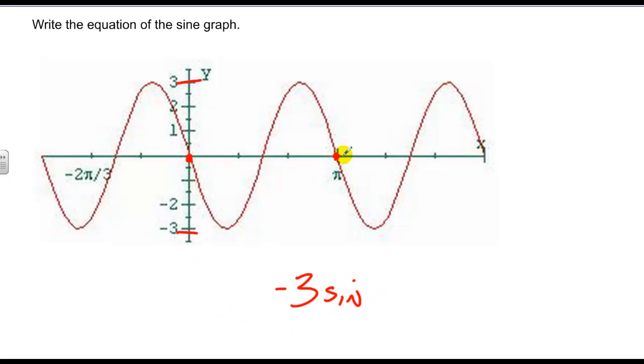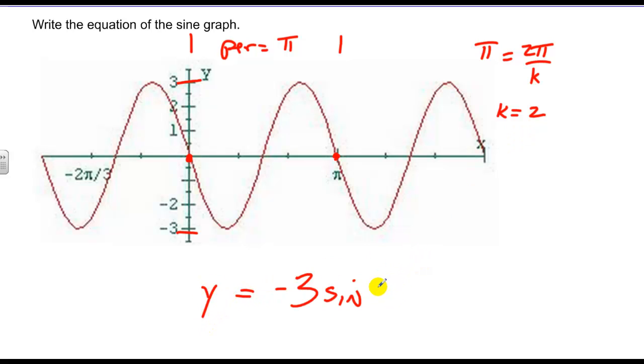Now I just have to figure out how to get my k value from here. But like I said, I know my period is equal to pi. So if the period is equal to pi, pi equals 2 pi over k for a sine graph. So therefore k is equal to 2. So y equals -3 sine 2 theta is going to be my solution.